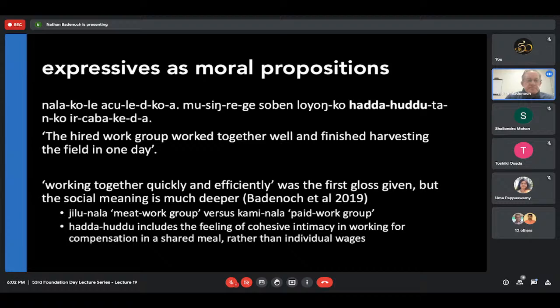This expressive, rather long one up here, which has Hadda Huddu, which we initially learned was working together quickly and efficiently. So a type of economic look at how people would do work in clearing fields. The example was about harvesting a rice field and how they finished it in one day.